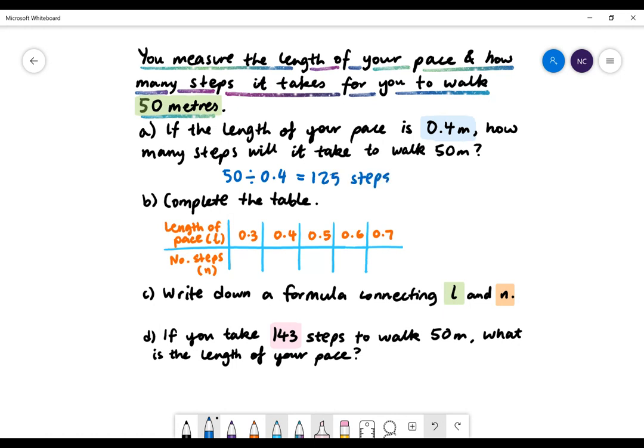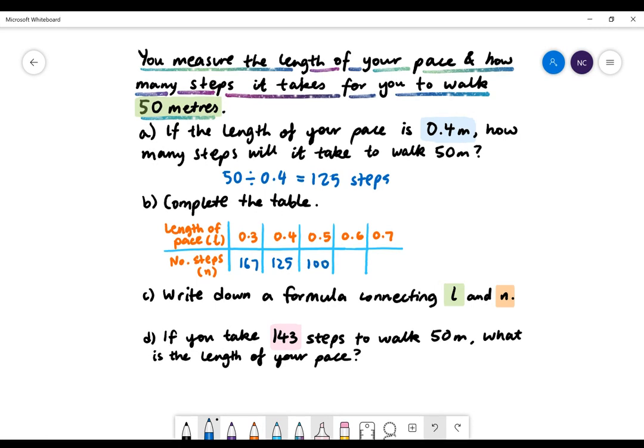B. Complete the table. The table includes the length of the pace L and the number of steps N. To find the number of steps when the length of the pace is 0.3, we'll do 50 divided by 0.3 to give us 167. When the length of the pace is 0.4, you get 125 steps. This is from part A. When it's 0.5, we'll do 50 divided by 0.5 to get us 100. Same thing for the rest.